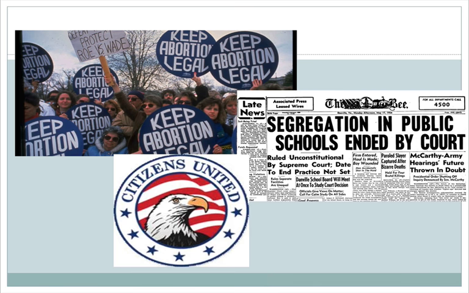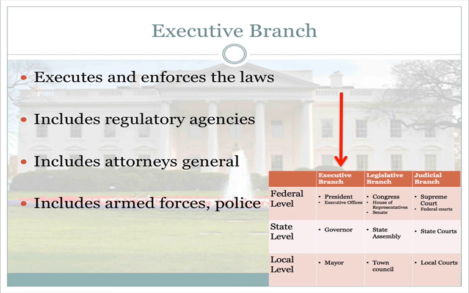Segregation is illegal. So if we go to our third branch, which is the executive branch, this is the branch whose responsibility it is to execute and enforce the laws. So when a bill becomes law, either through the legislative branch proposing a bill and the executive branch signing it into law, or if the Supreme Court rules on an issue, that becomes law. It now becomes the executive branch's job to make sure that law is carried out.